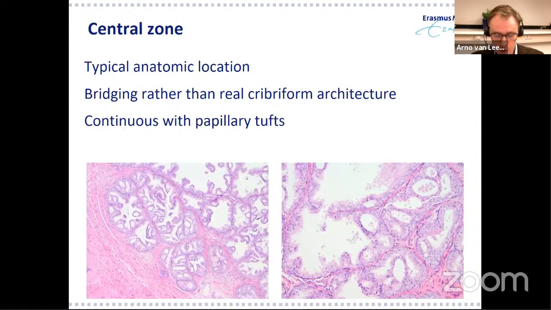Not all cribriform lesions are malignant, however. We should be aware that normal central zone, which is situated at the craniodorsal side of the prostate, can show some bridging and small cribriform structures, as in this case.